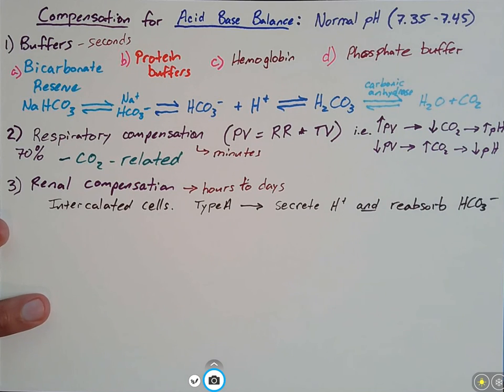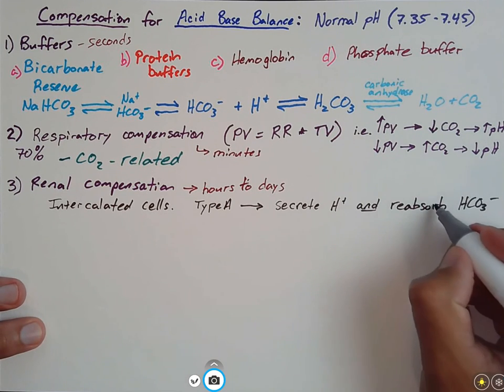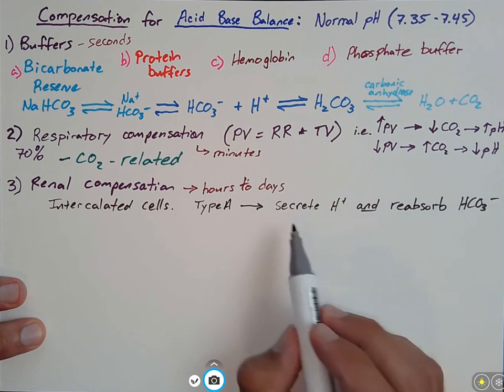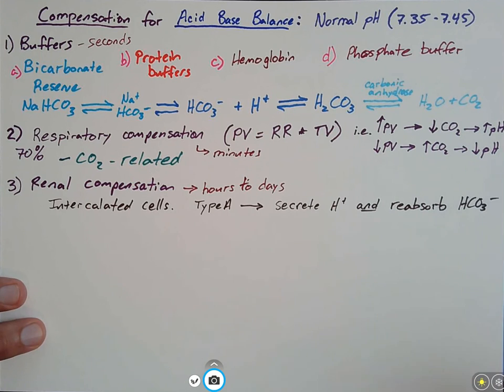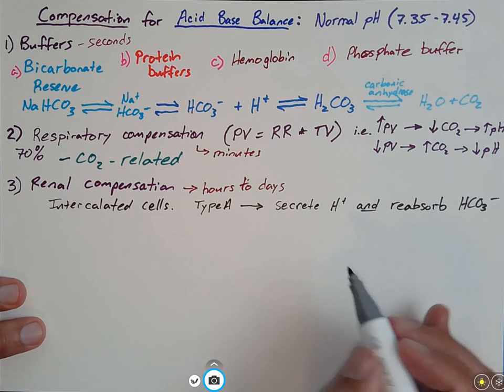I'm going to have to do a different video for the actual structures that are involved in all that. I haven't done that video yet. But we're secreting hydrogens from the apical surface, and on the basolateral surface, we're going to be reabsorbing bicarbs, which is good if we had a patient with acidosis, right?